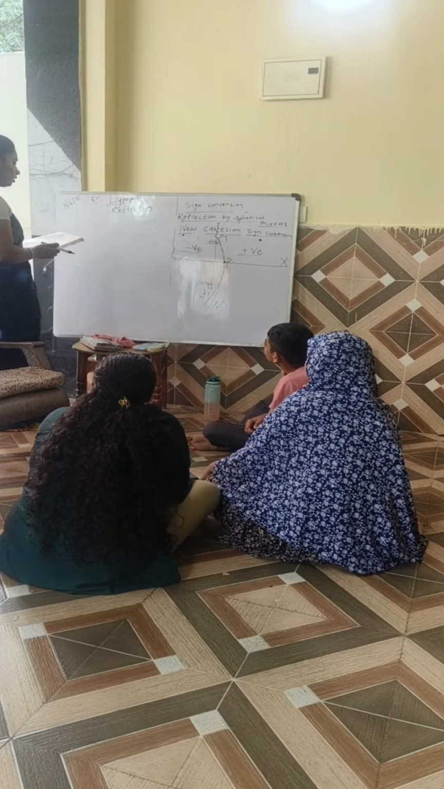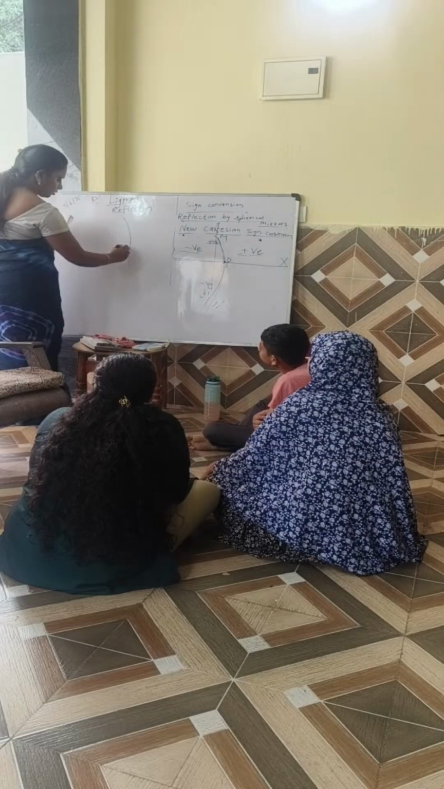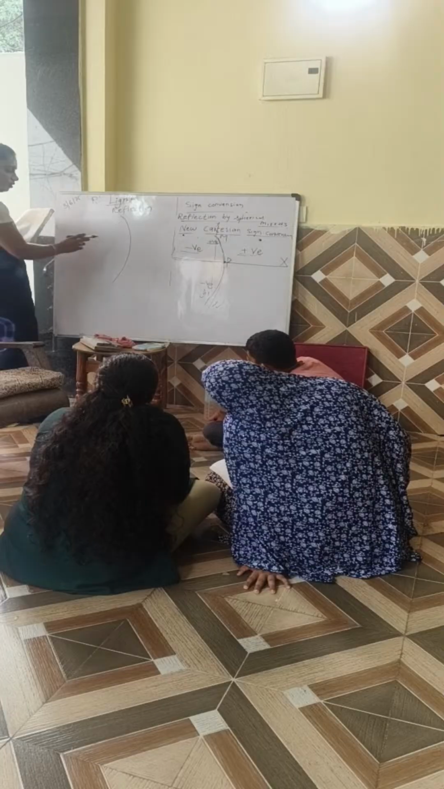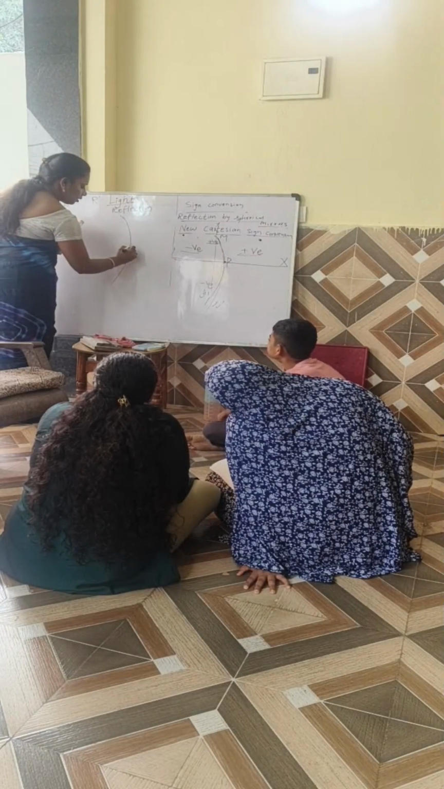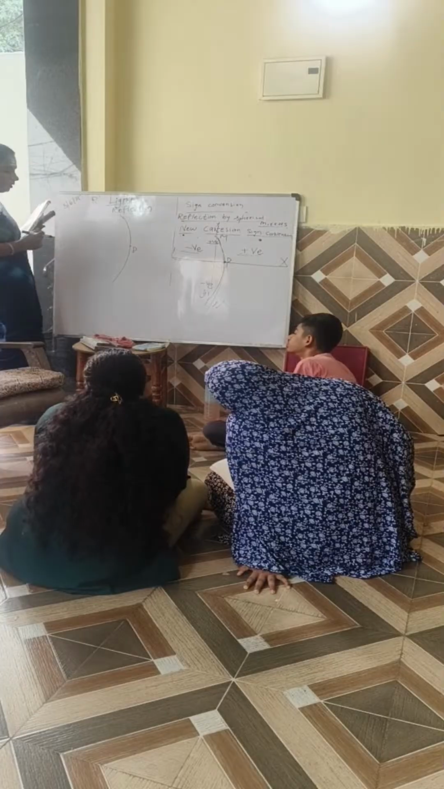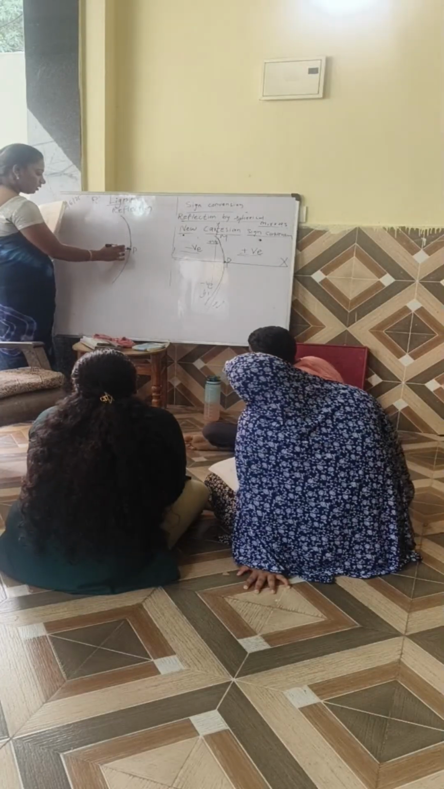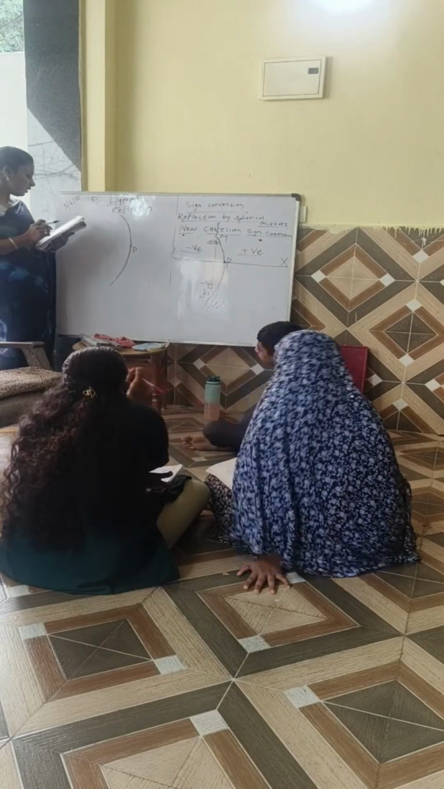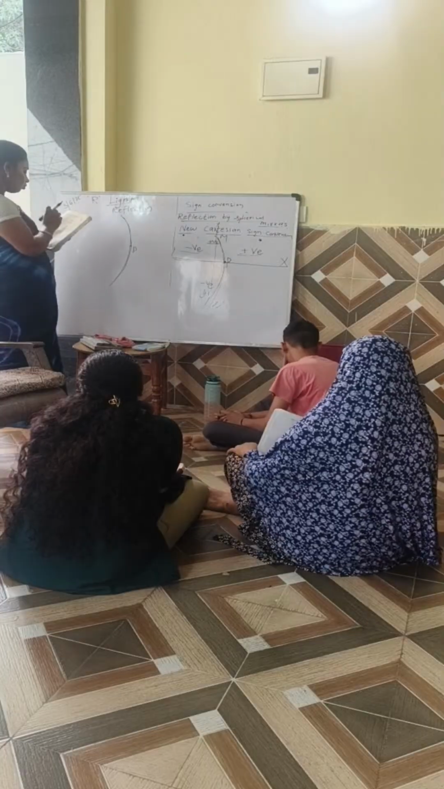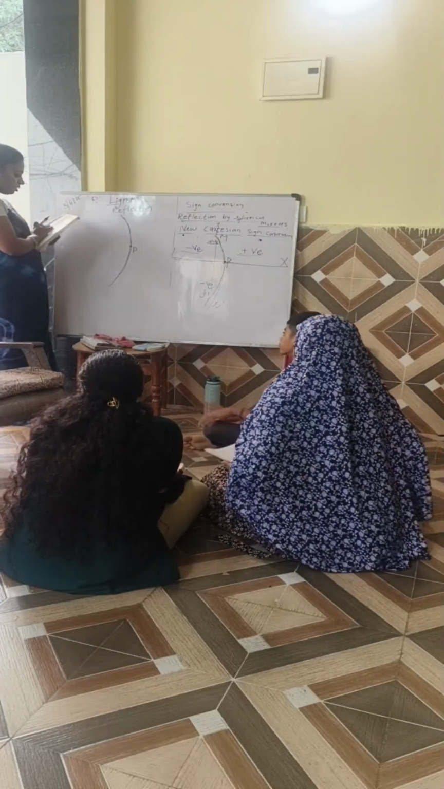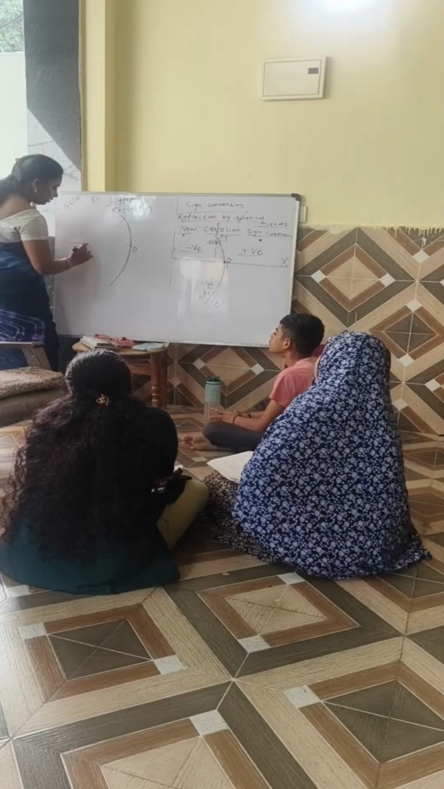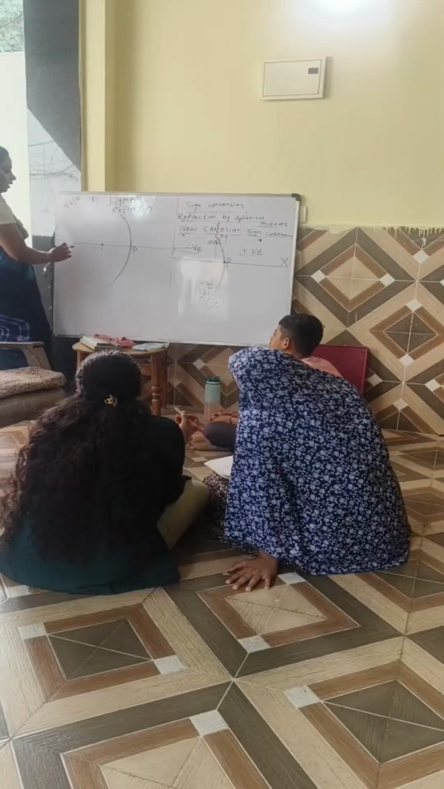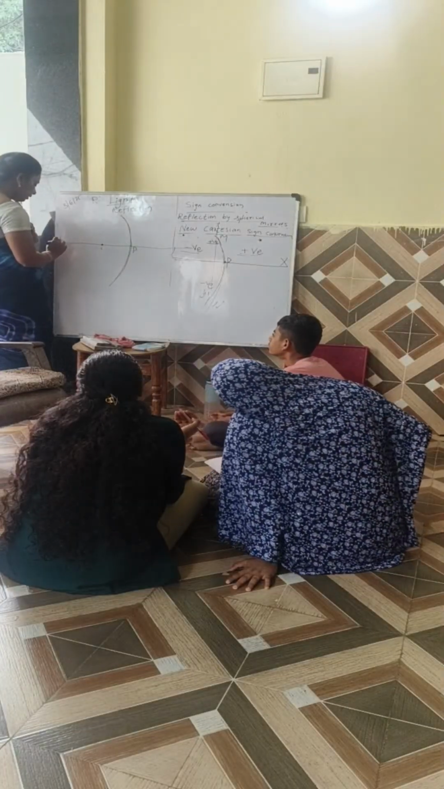In a spherical mirror, the distance of the object from its pole is called the object distance. This is the concave mirror. Here is the pole, which is a part of the mirror. This is the principal axis. A line passing through the center of curvature and the pole is called the principal axis.